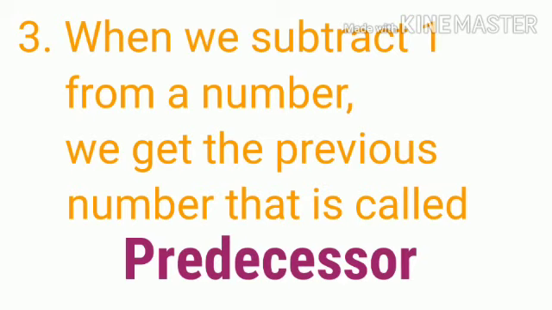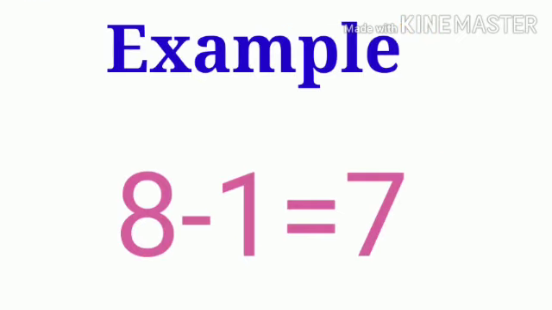That is, when we subtract 1 from a number, we get the previous number. That is called predecessor. Here, let's take an example. If we subtract 1 from 8, we will get 7. Now tell me, what comes before 8? Yes, it is your answer. That is 7, isn't it? So, if we subtract 1 from a number, we will get the previous number, that is predecessor.